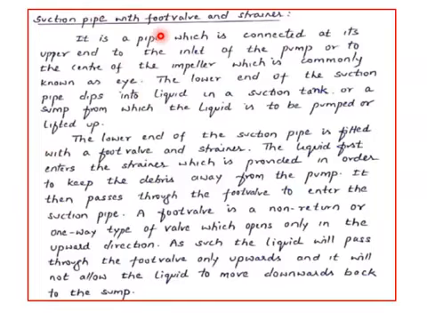Here, the suction pipe is a pipe which is connected at its upper end to the inlet of the pump, which we also call the eye of the impeller. So it's a pipe connecting the sump as well as the inlet of the pump, or eye of the impeller. The lower end of the suction pipe will be dipped in the suction tank or a sump, from which the liquid has to be pumped or lifted up.